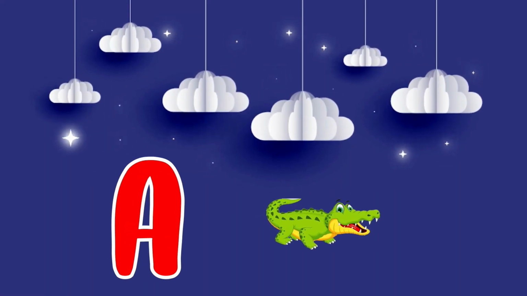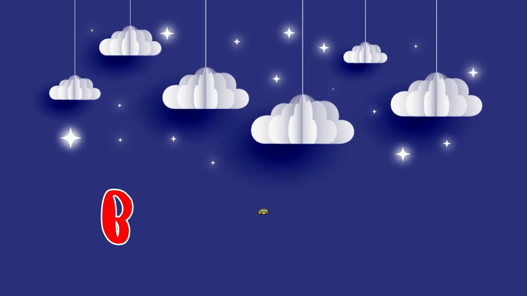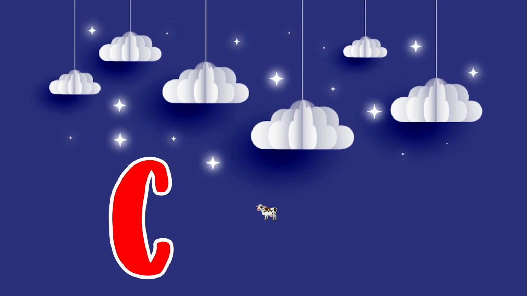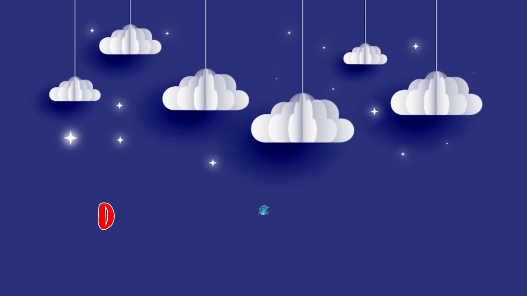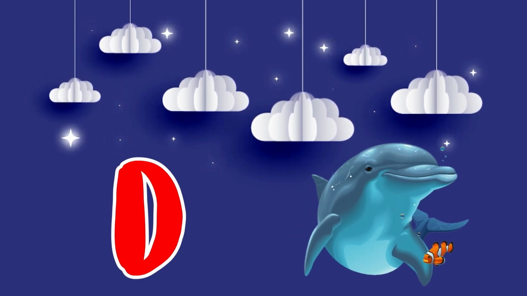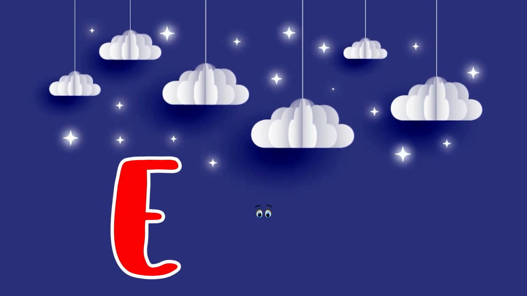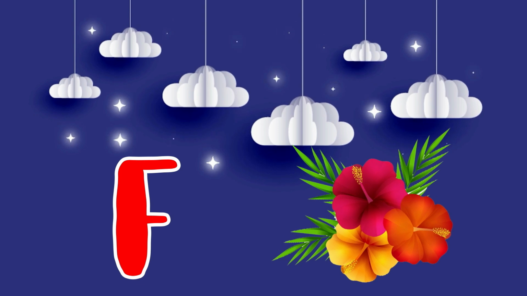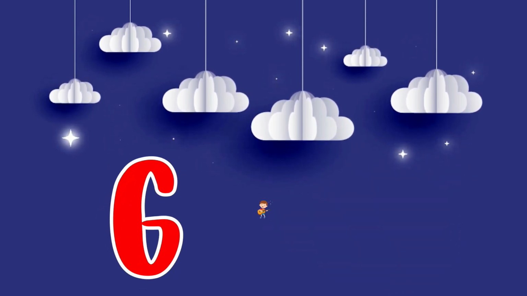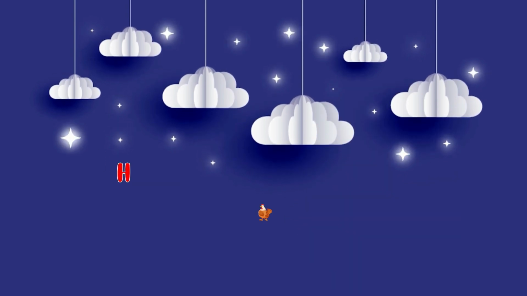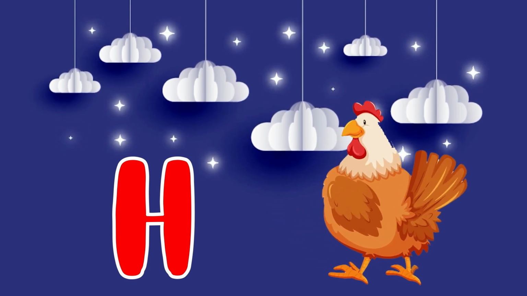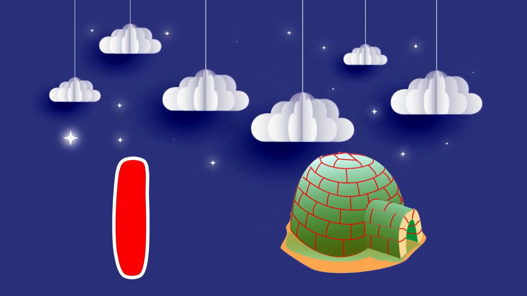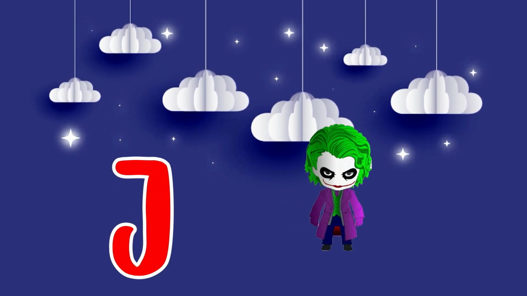A. A for alligator. B. B for bus. C. C for cow. D. D for dolphin. E. E for eyes. F. F for flower. G. G for guitar. H. H for hen. I. I for igloo. J. J for joker.